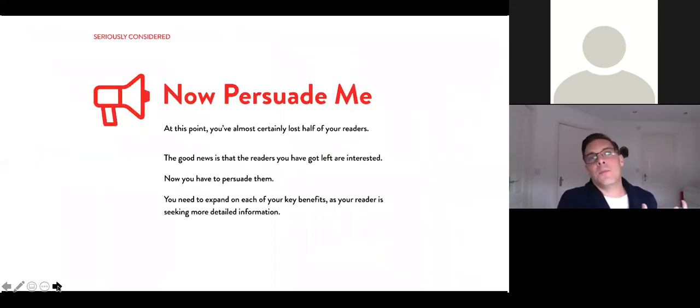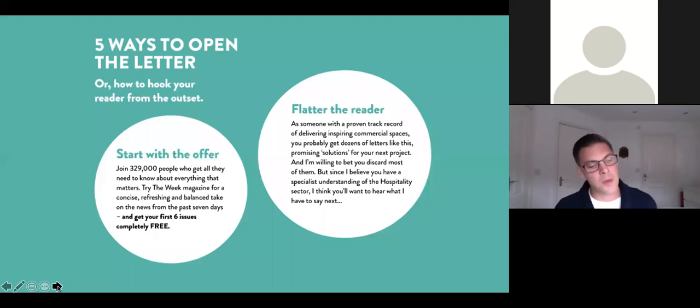So you've accommodated your scan readers. The reader is with you, they're interested. So now we've got to try and persuade people, and this is where the letter really comes into its own. There are lots of different ways that you can open a letter, and it largely depends on what your proposition is. But these are five ways, and a couple have come from other packs that I believe are bankers, because I've seen them year after year. So they're obviously doing well.